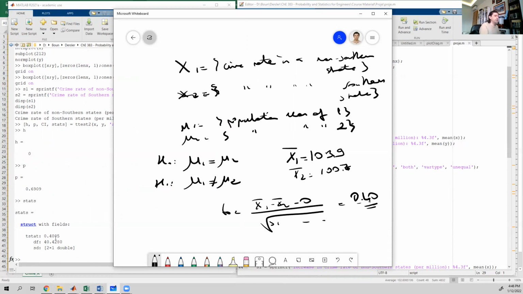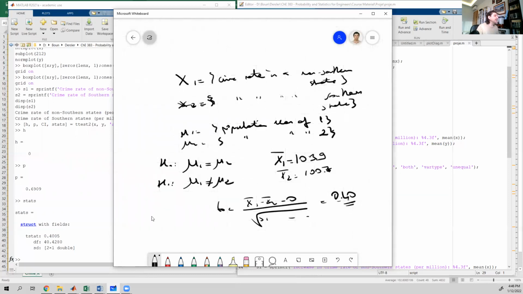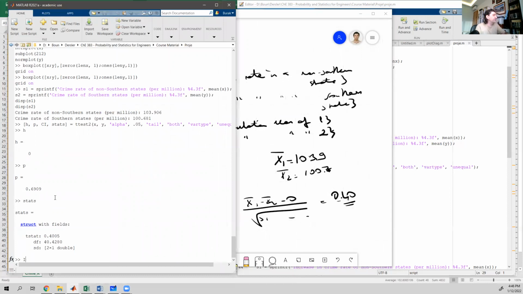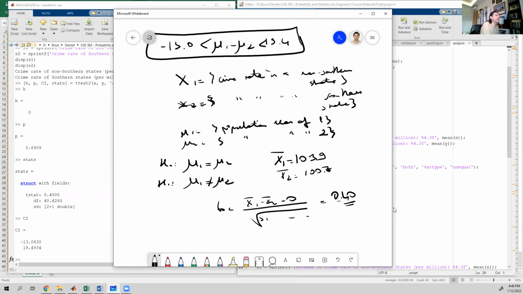Degree of freedom is found, and as you can see, it's not an integer, because I conducted this test assuming unequal variances. This will also give us a confidence interval. So this difference, which is mu1 minus mu2, is supposed to lie between the interval shown, at a 95% confidence level. And since it contains 0, we cannot reject the null hypothesis.